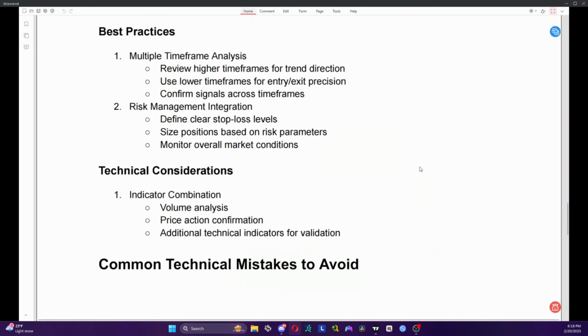Because remember, the trend is your friend, but you need confluence from multiple types of analysis, both technical and fundamental, to make sure that you're on the right side of whatever it is that you're doing, right?